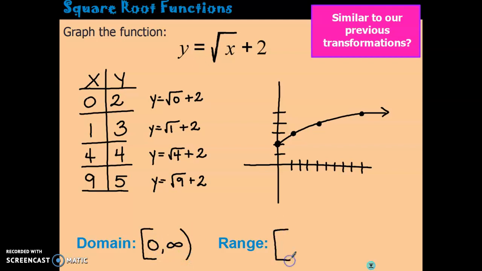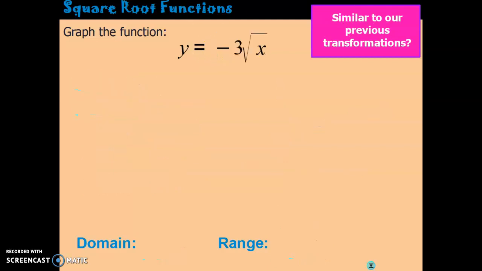And up and down, it starts at 2 and then goes forever up, up, up. So this point, 0, 2, is my starting point. Notice there's no arrow here. This is where the graph starts. So I'll see that in my domain and range, and I should see that because it's the first value in our table.